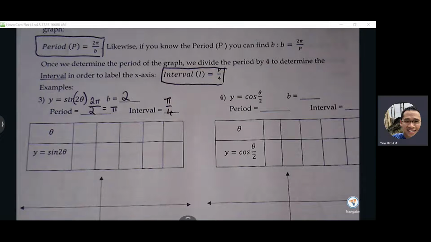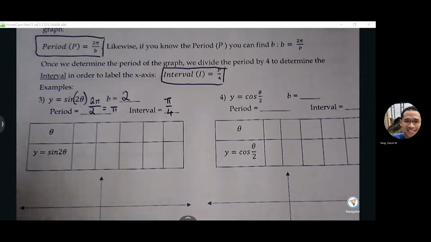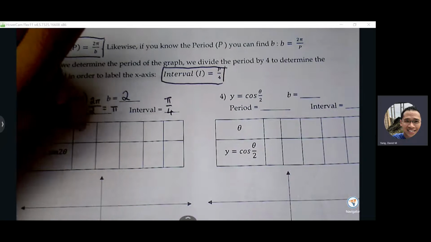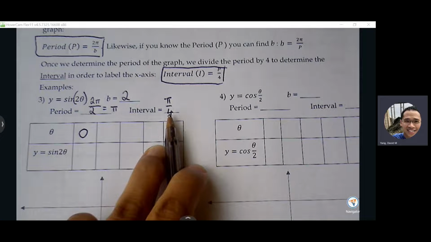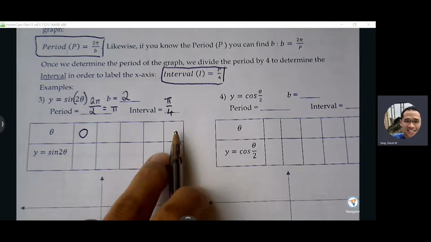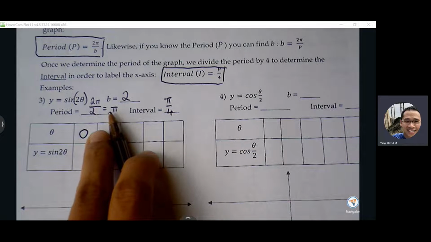Before, our interval was pi over 2, right? We kept adding pi over 2 to reach our next subinterval. Now we're going to keep adding pi over 4 to reach our next subinterval. For now, we're always going to start at 0, and we're going to keep adding 1/4 pi until we reach the end. And when we reach the end, we should be matching the length of the new period.